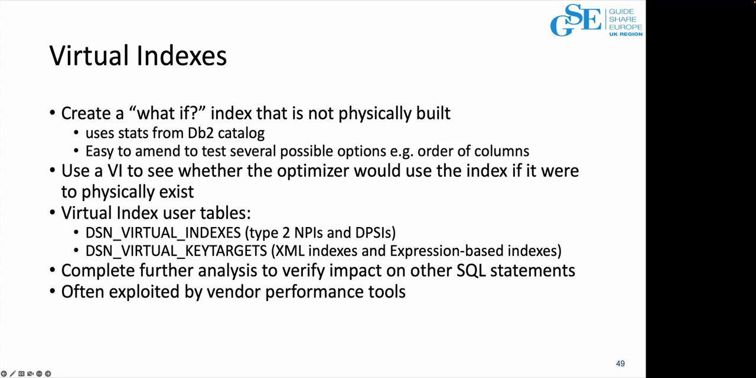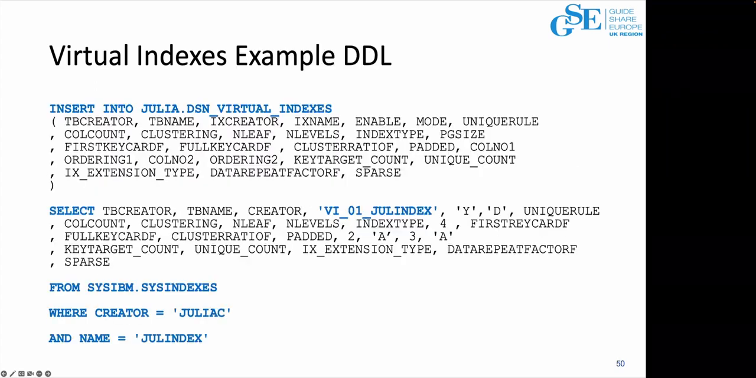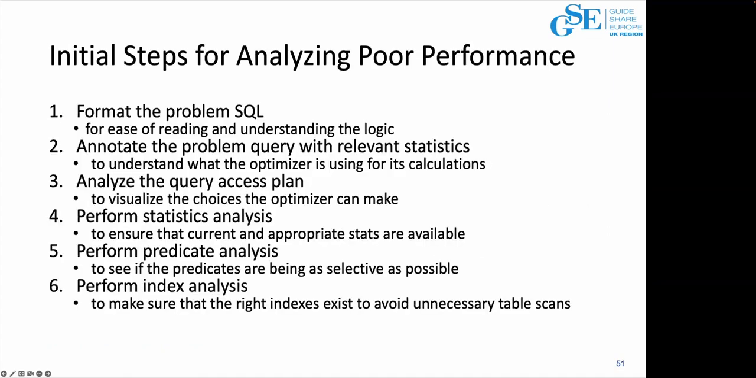with a little bit of caution, because an invalid index definition could be ignored by the optimizer, but you won't necessarily know it's invalid if you've inserted or updated the rows yourself. And here's an example of the SQL that could be used to insert your own virtual index definition into the DSN virtual indexes table. It's quite straightforward to set up, but I think most virtual indexes are probably created and managed via a tool.